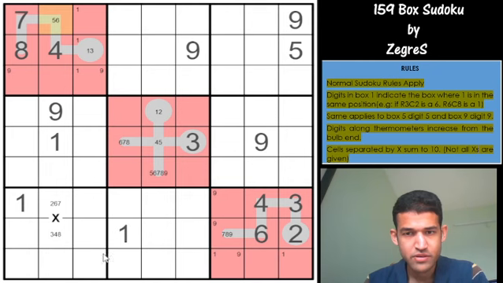6, 7, 8, 9. 6, 7, 6, 7. Okay, 8 is not possible. This is not 8 because if you have 8 here, this would be a 5. So that's a 6 and a 7. Which means this is 5 or this is 5. 4 and a 5. This is 5 or this is 5.